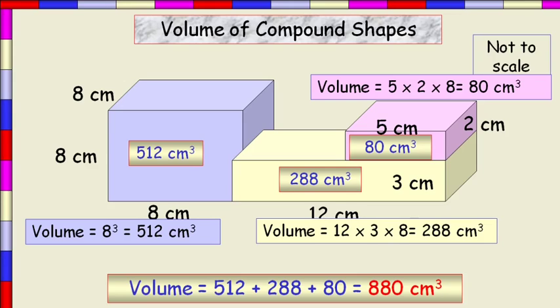So this way we can calculate volume of a non-regular shape by converting it into regular ones. For example, this compound shape is irregular, but when we divide this into three parts, one is in cube shape, and the rest two are in cuboidal shape.